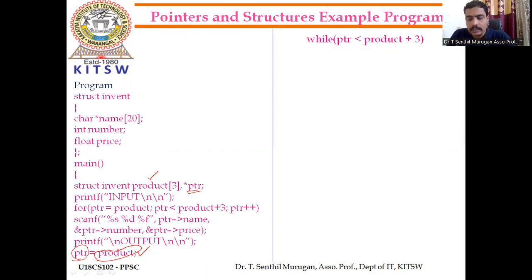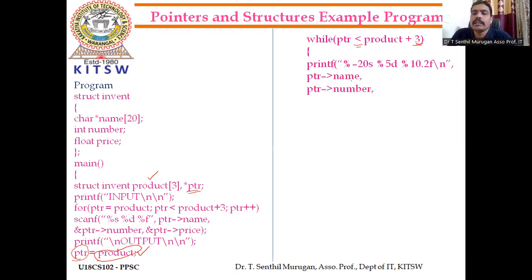Okay, so after assigning it, we have to check: product plus 3 means a maximum of 3 products will be accessed, 0, 1, 2 only. That's why we are using the less than symbol. If it were less than or equal to, the fourth product would come again. Okay, so here, string with minus 20 means left alignment. 5D is also left alignment. 10.2 float is also left alignment.